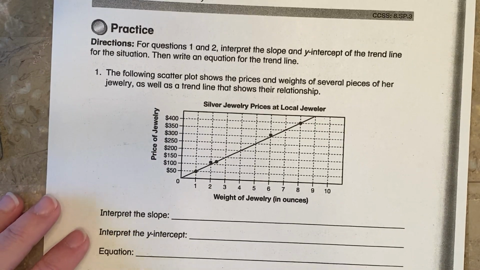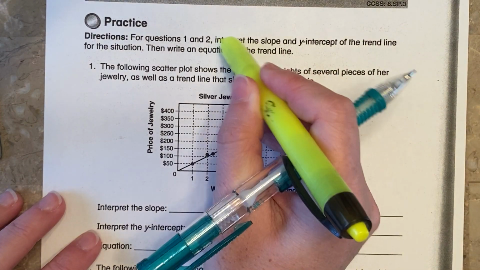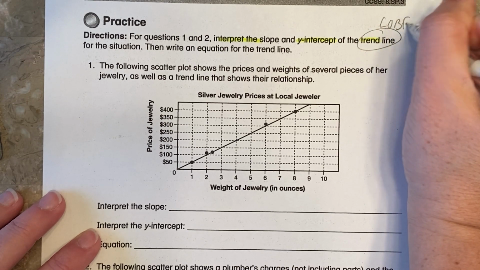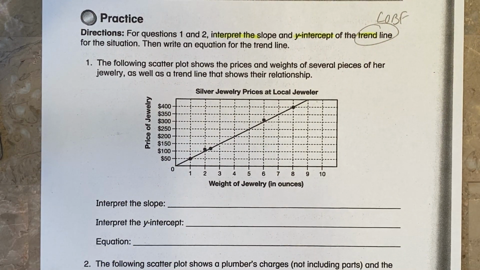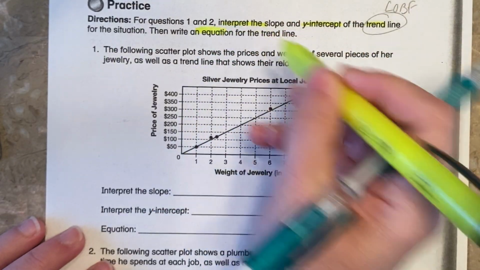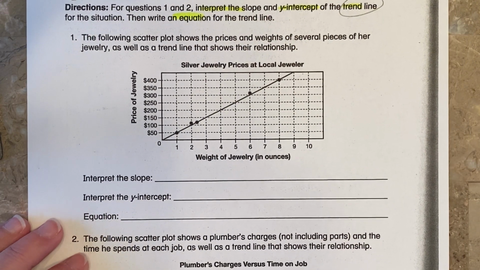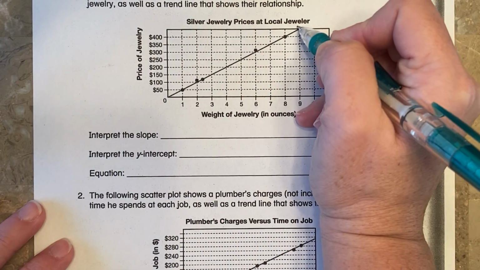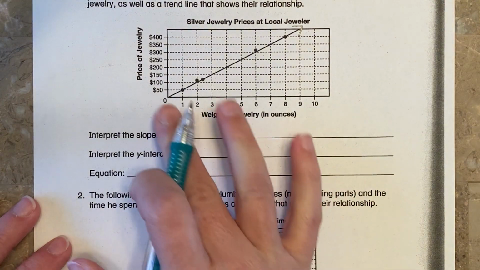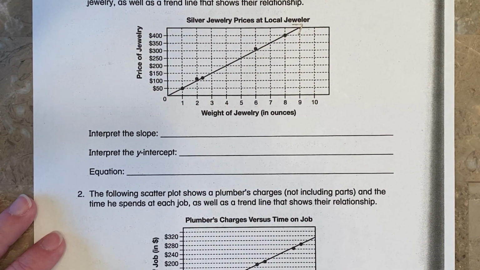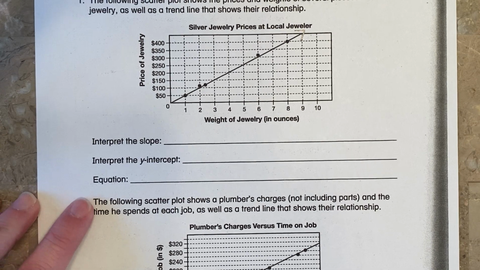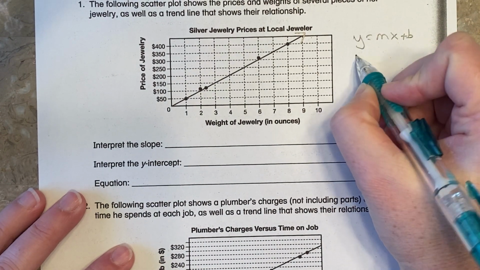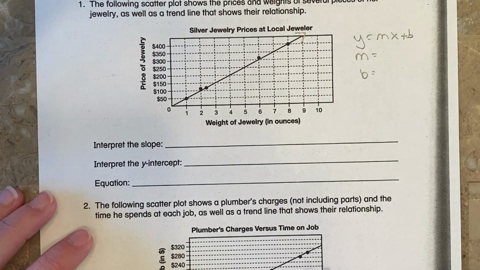All right, so 2 more questions. For questions 1 and 2, interpret the slope and the y-intercept of the trend line. Again, trend line means line of best fit for the situation. Then write an equation for the trend line. All right, number 1, the following scatter plot shows the prices and weights of several pieces of jewelry as well as a trend line. Okay, always have a 1 on the right, not on the left though. Interpret the slope, interpret the y-intercept, and get the equation. So basically what you're going to do the equation first, because we kind of need to know what that is to even be able to interpret it.